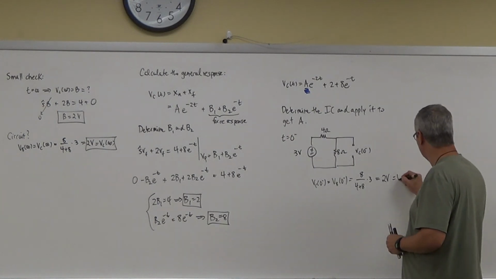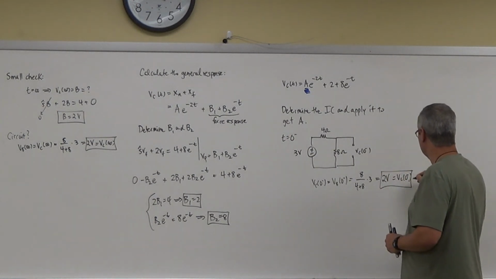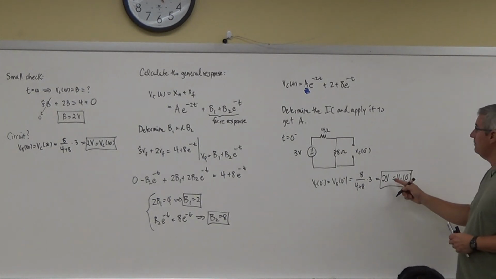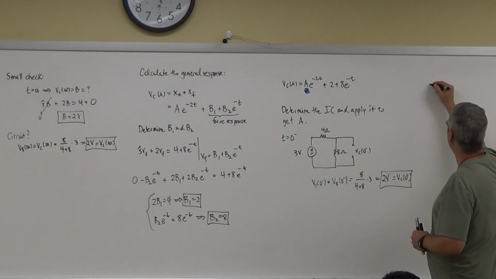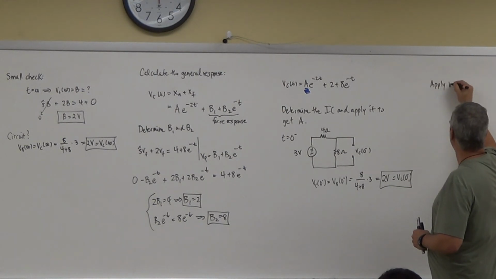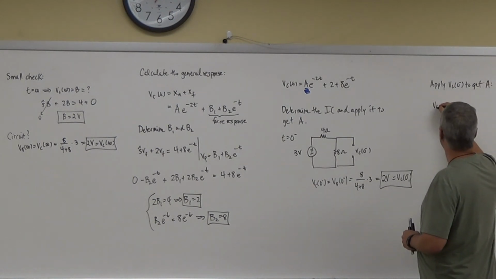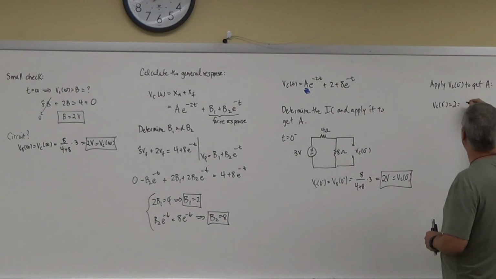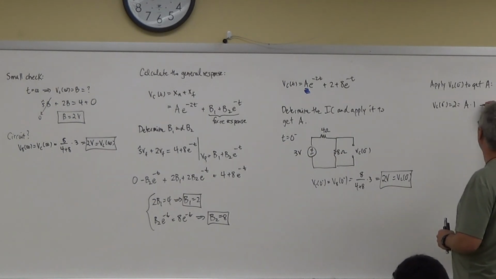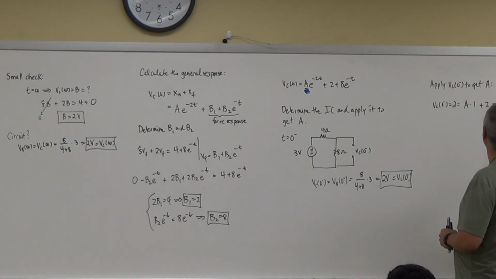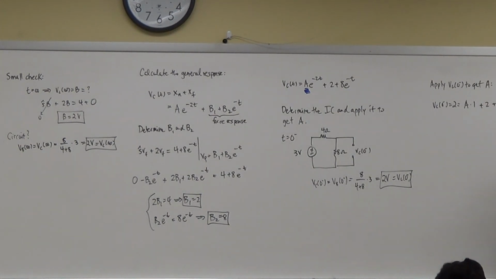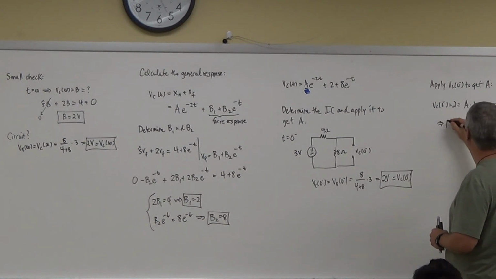So then I have Vc of 0 minus. That being said, now I'm going to apply this condition to this guy. So applying Vc of 0 minus to get A, we say that Vc of 0 minus, which is 2, is the same as A e to the 0, which is 1, plus 2 plus 8. So if I have that equal to 2, you can see that this 2 and this 2 cancel out, so then A has to be negative 8. So this implies that A has to be negative 8 volts.